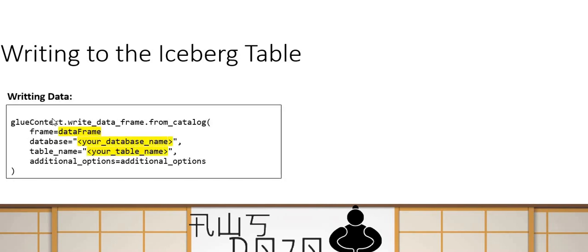In this case, you can simply use glue context, write a data frame from catalog, and you are writing data to this database, this table, and this is the data frame which data you want to write to the table. So this is how you can write data to Iceberg table, where your data frame data can be simply written to your database and table.